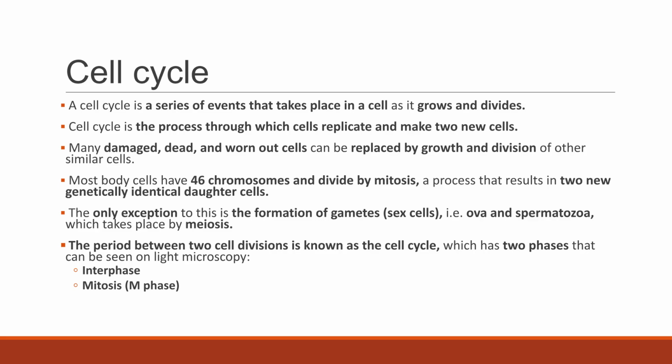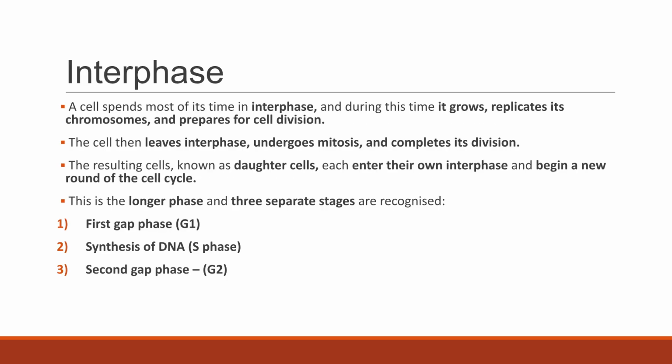The cell cycle includes two phases, interphase and mitosis, or M phase. Interphase is where a cell spends most of its time. During this phase, it grows, replicates its chromosomes, and prepares for cell division. After interphase, the cell undergoes mitosis. The resulting daughter cells then enter their own interphase.